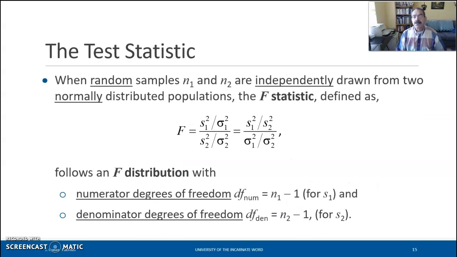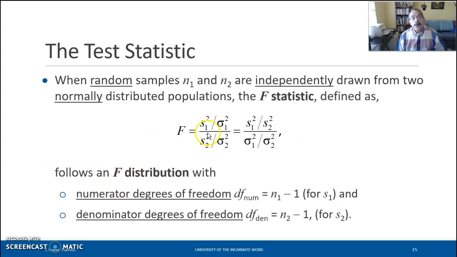To compare two variances, we need to use the F statistic. The F statistic is the ratio of the sample variance to the population variance for the first population, to the ratio of the sample variance to the population variance of the second population. If you do the algebraic arrangement, you end up with the ratio of the sample variances in the numerator and the ratio of population variances in the denominator.